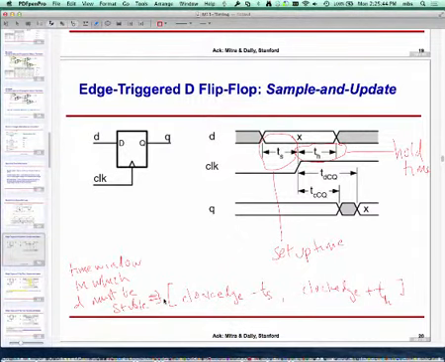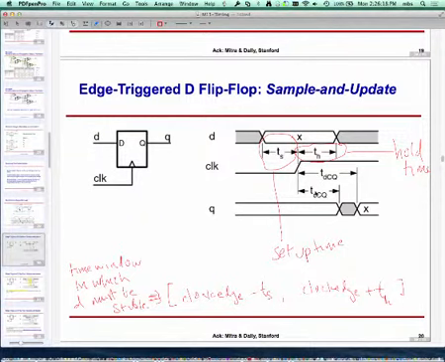Flip-flops also have a couple of additional parameters, which are basically its contamination delay and its propagation delay. Remember, the output of the flip-flop can only change as a result of the clock edge. So the propagation delay and contamination delay of a flip-flop are defined relative to the clock. You have these two other parameters, TDCQ and TCCQ. These are the propagation delay and contamination delay respectively between the clock and the output.